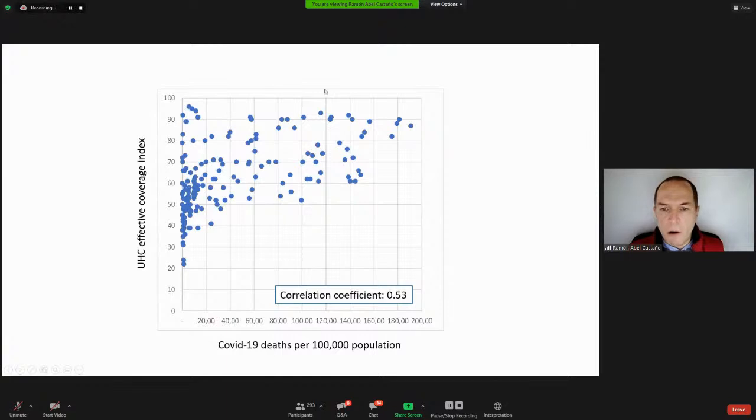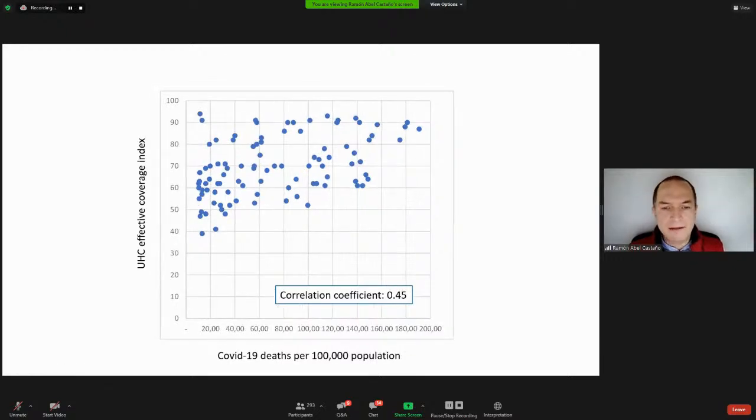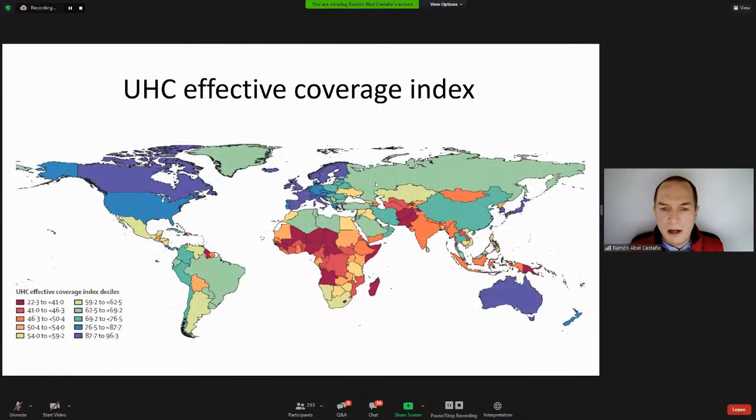When we see the whole set of 192 countries of the paper, we see that effective coverage has no correlation whatsoever with the main outcome of COVID-19, which could be deaths per 1,000 or deaths per 100,000. There's a very low correlation coefficient, which is positive, surprisingly. If we take the 100 countries with the highest deaths per 100,000 population, there is also a very low correlation with a positive indicator. In an overview of the world, Colombia is not that bad here.